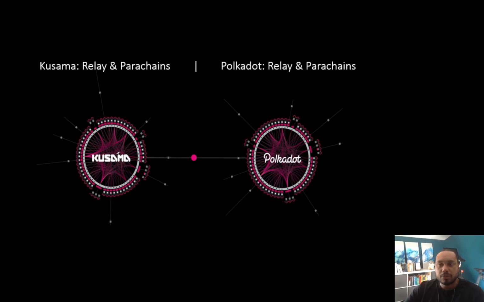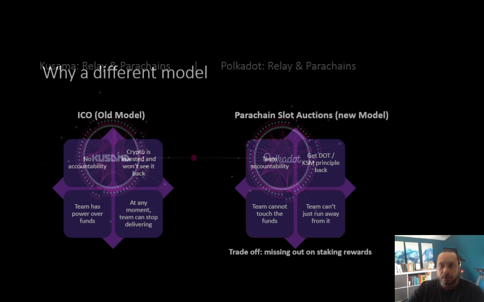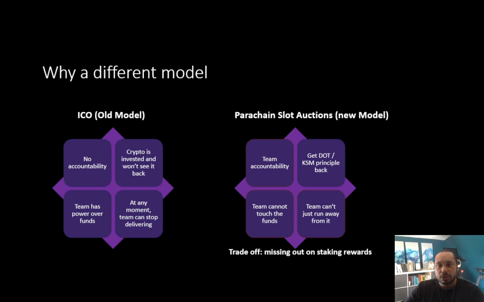But as you can see from the diagram, neither Kusama nor Polkadot have unlimited available parachains. So projects have to compete to secure their slot in these ecosystems. And here is where the parachain auctions come into play. So why are we using a different model here with the parachain slot auctions versus the ICO, the old model? Well, with the original ICO model we're also familiar with, there's almost no accountability for the teams.